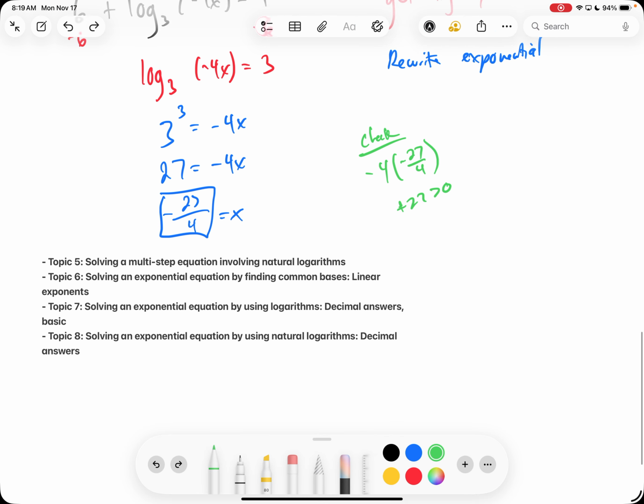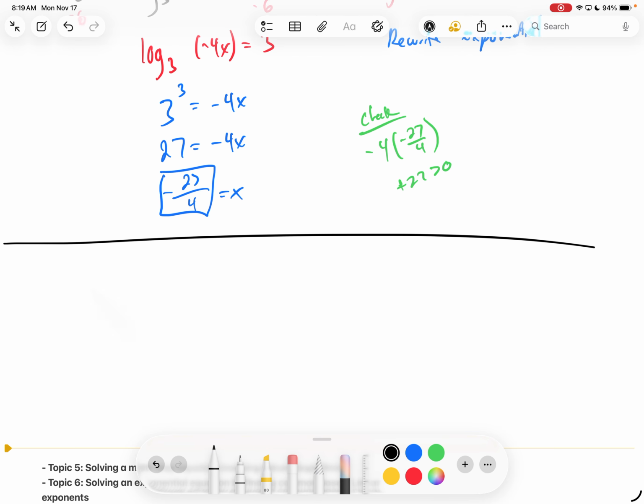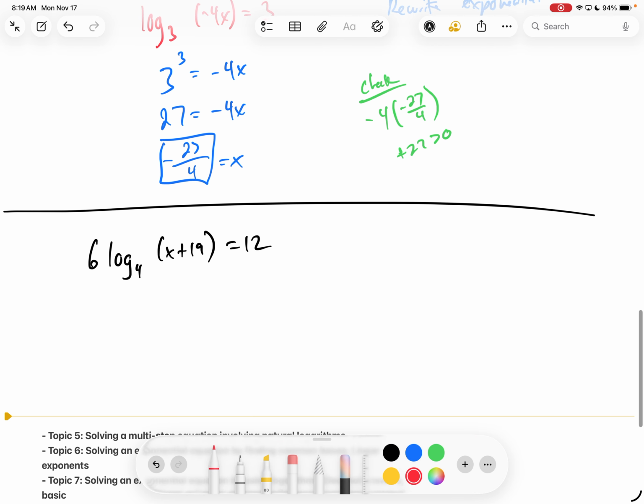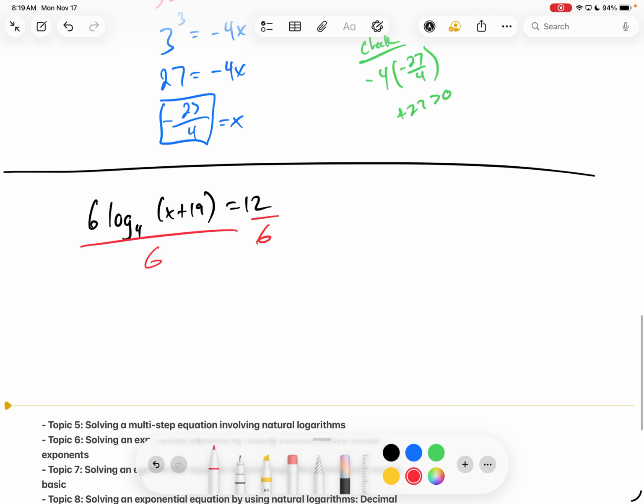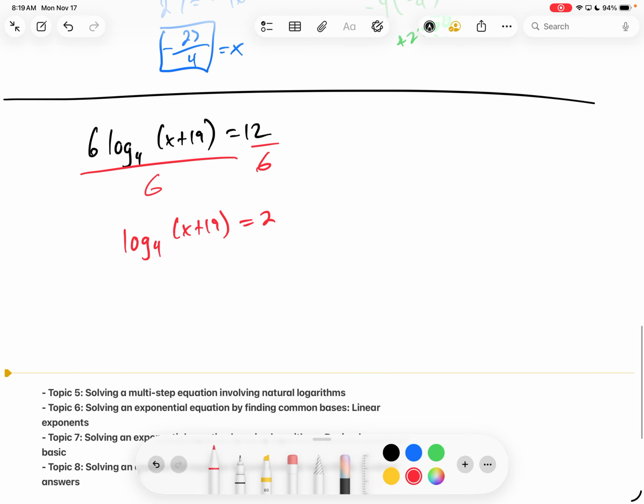6 log base 4 of x plus 19 equals 12. So on this one, you're doing 6 times log base 4. So to get the log by itself, I divide both sides by 6. So I have log base 4 of x plus 19 equals 2. And then again, just like I said before, once you do this, it's the same as the previous topic. Base 4 to the second power is equal to x plus 19.